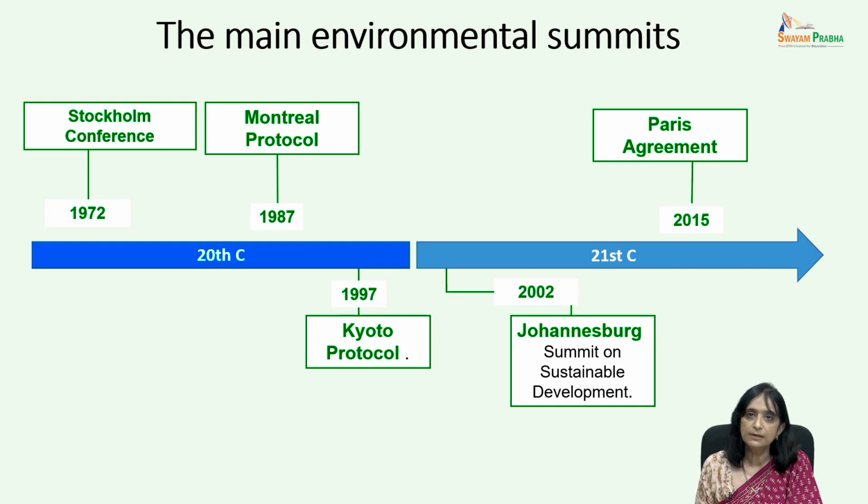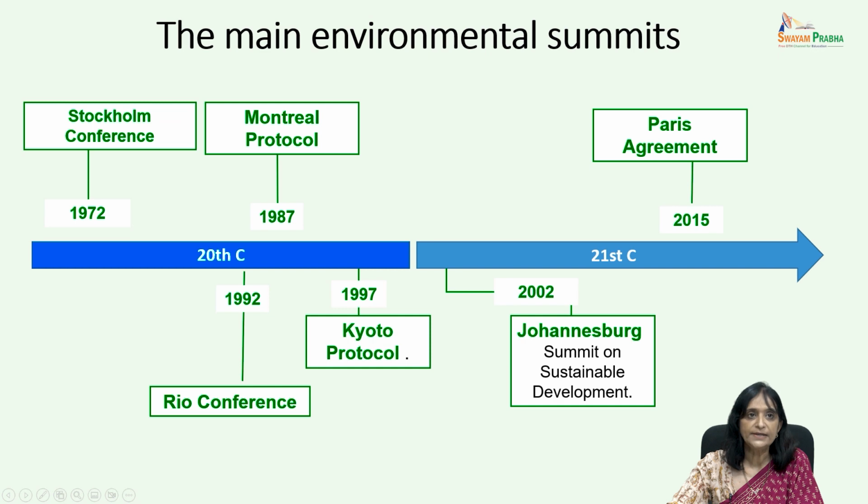The first, as we have seen earlier also, we started in 1972 with the Stockholm Convention. Then it was the Montreal Protocol in 1987. Then in 1997, the Kyoto Protocol. This was in the 20th century. As we move to the 21st century, in 2002, there was an agreement in Johannesburg, which was a summit on sustainable development. And the most recent is the Paris Agreement in 2015. Of course, there was another in 1992, the Rio Conference.